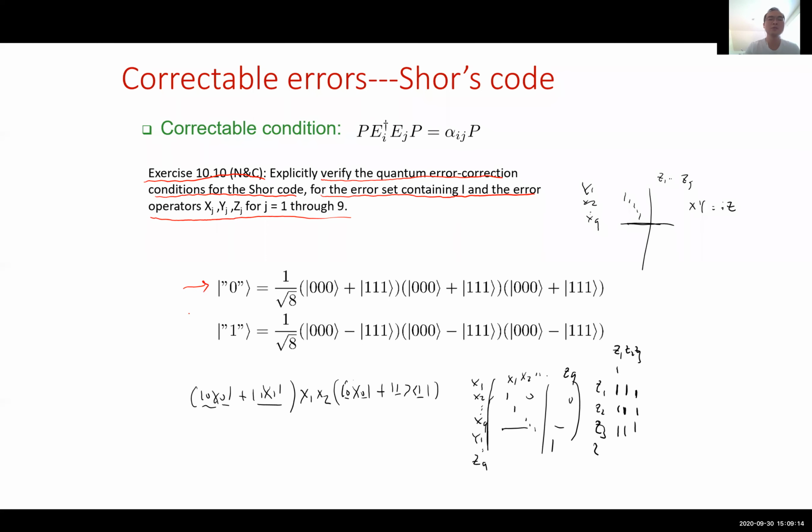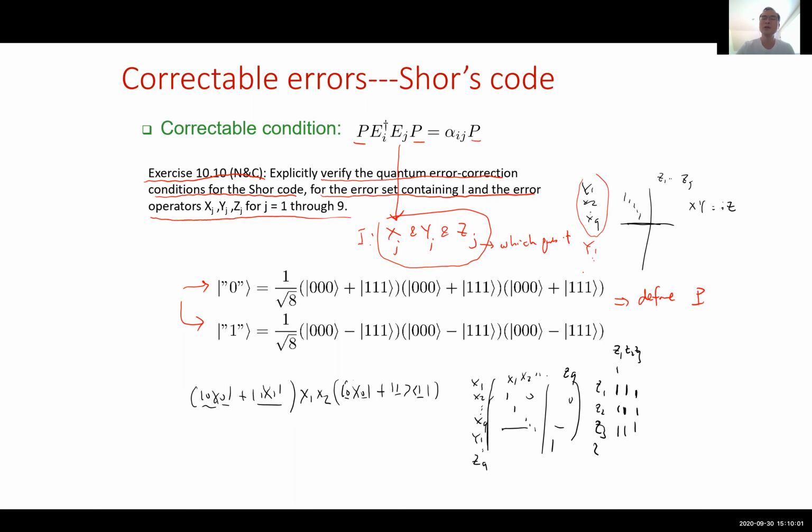So these are the codes and define the code subspace P, right? So you have this P. And these E can be X, Y, and Z, or the identity. And these J subscripts represent which qubit. Okay, so you have many options. So if we just restrict to these single errors, you have X1 to X9, and Y1 to Y9, and Z1 to Z9. So there are 27, and also the other 27 combinations that you have to check.